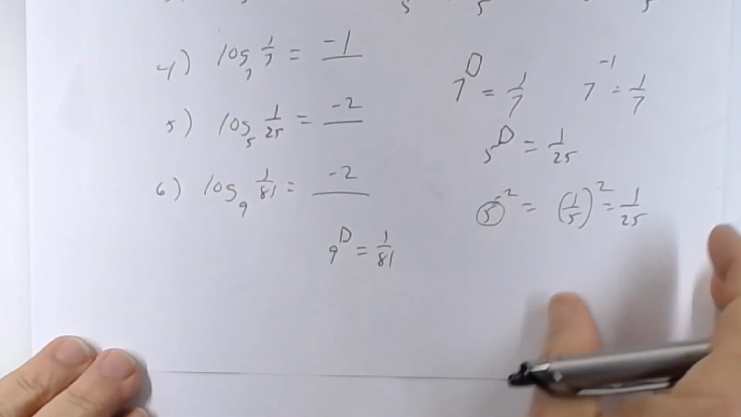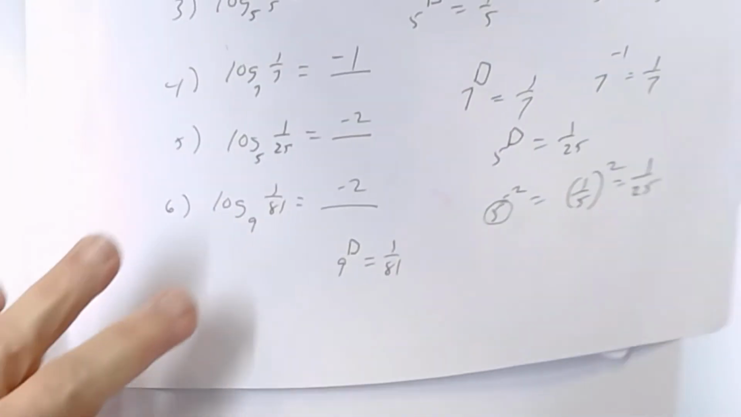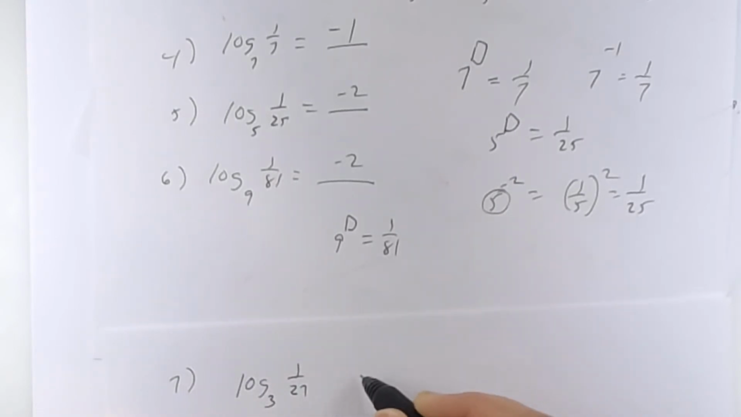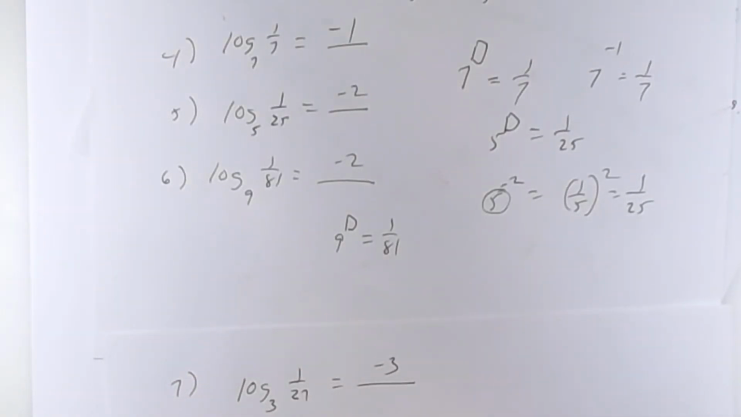Number 7. Log of 1 over 27 base 3 equals blank. Negative 3. The answer is negative 3 because think, 3 to what power is 1 over 27? So think 27. 3 to what power is 27? The third. But I don't want 27, I want 1 over 27, so it has to be 3 to what power? Negative 3.